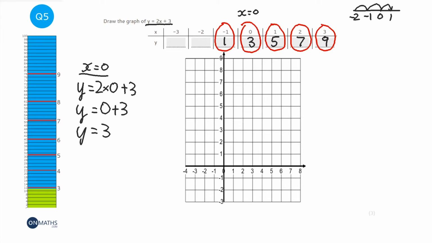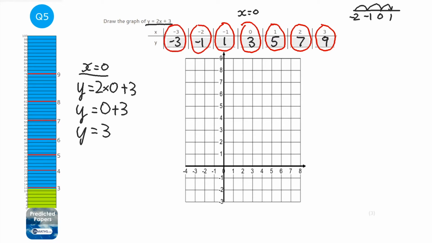So let's try the next one. 2 times negative 2 is minus 4, minus 4 plus 3 is minus 1. Minus 3 times 2 is minus 6, minus 6 plus 3 is minus 3. So those are my final two coordinates.